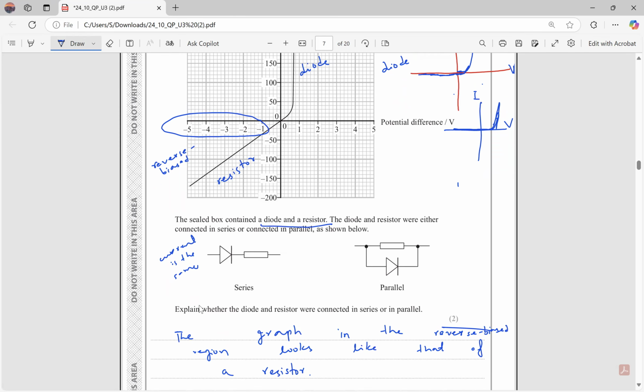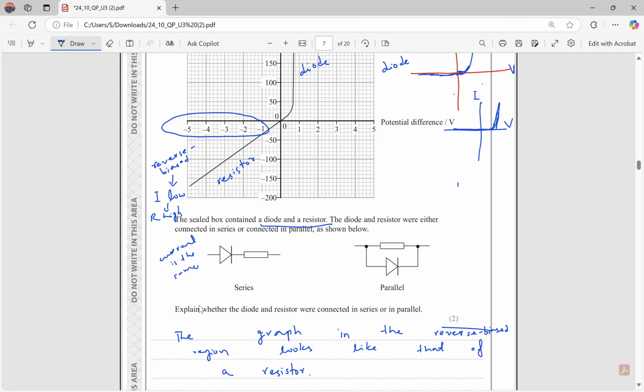Now, recall what we said when we were doing that question, why is a resistor needed? We said that in reverse bias, the current is low and the resistance is high. And the current is not just low. It's so low that you can almost consider it to be zero. That's how low the current is.